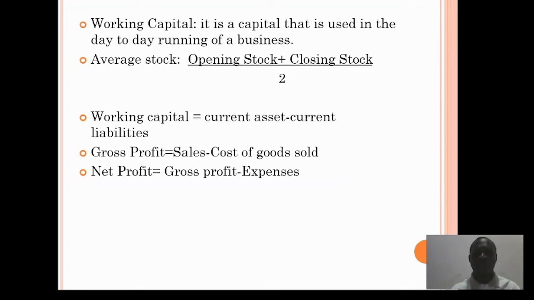And then gross profits. Gross profit is sales minus cost of goods sold. Net profit is gross profit minus expenses. Last class, we were able to establish the difference between the gross profits and the net profits.